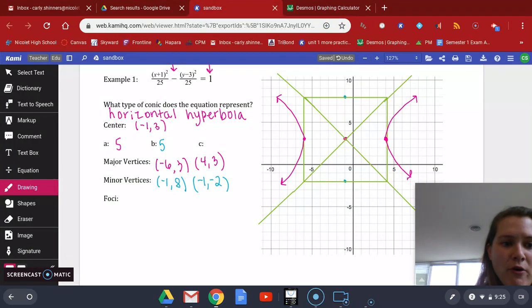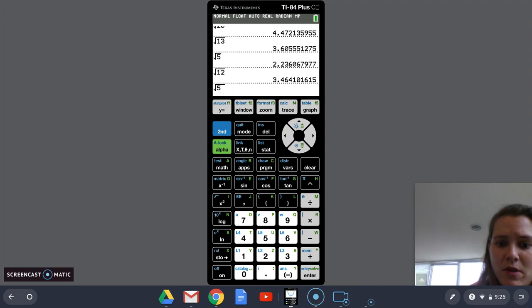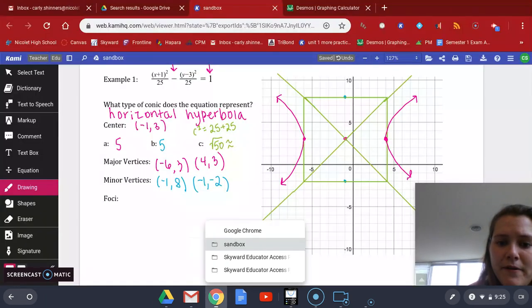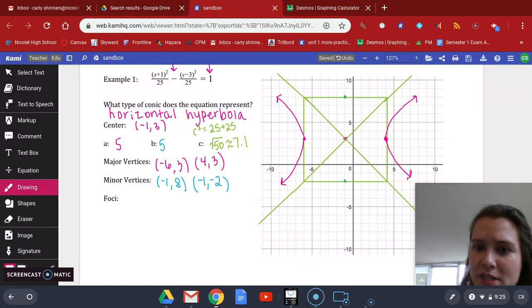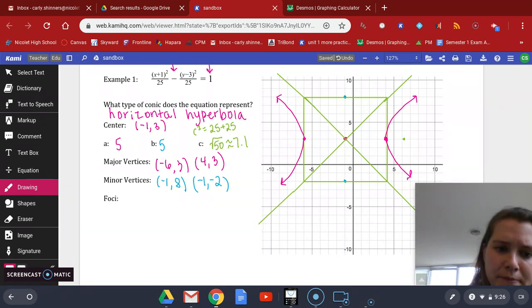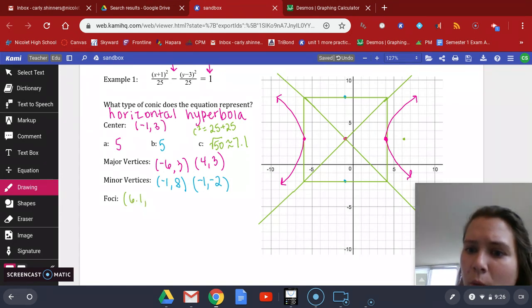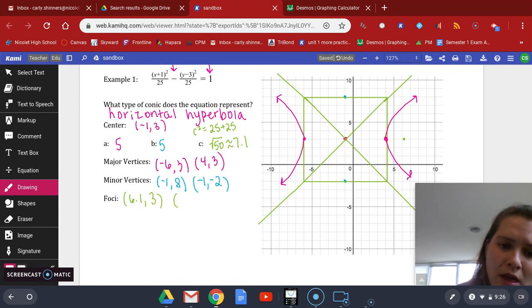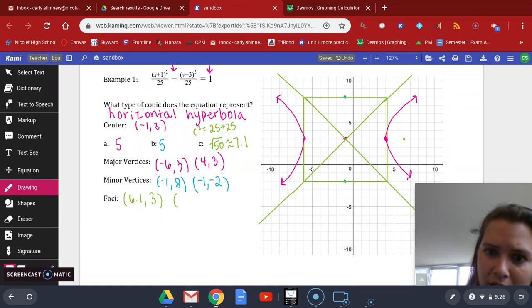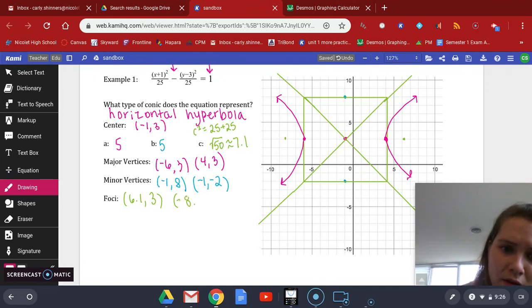Now let's solve for my foci, my c value. I'm going to use that c squared equation: c squared equals 25 plus 25. So I get c to be the square root of 50. Let's type that in to get a decimal approximation. I get about 7.1. So it's going to be 7.1 coming from the center. So 5, 6, 7.1. That gets me about 8.1? No, 6.1. 6.1, and then in the other direction, that's where I'm going to get (-8.1, 3).